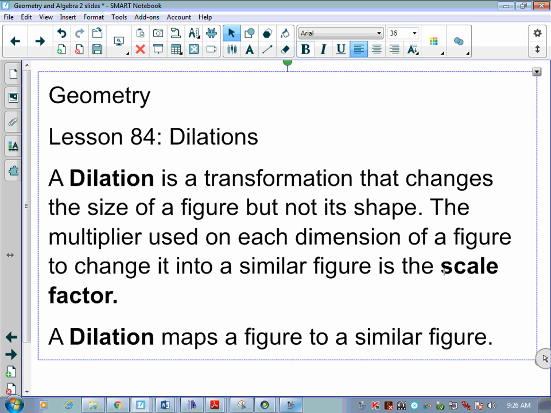Dilation is not isometric, which means what? If something is not isometric and we're transforming it, what might change? The size. The size in particular, okay? But in this case, not the shape, okay? Size changes, not the shape.